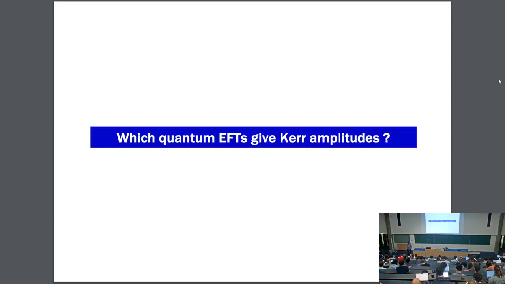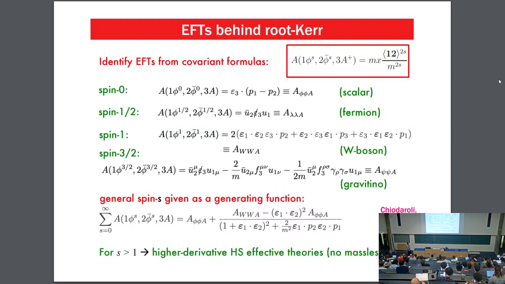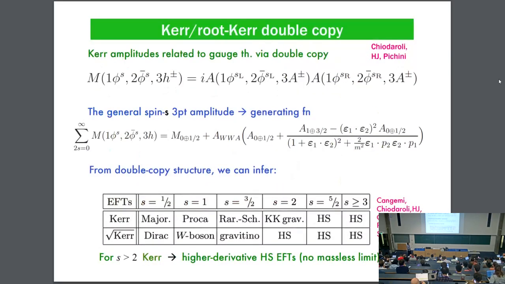So let me quickly say what theories give these amplitudes. At low spin, we can ask whether there are theories that we already know that give these amplitudes. And the answer is yes. If you look at the minimally coupled Majorana fermion and compute the Compton amplitude, it exactly matches that formula. Likewise, if I do a minimally coupled Proca massive spin 1, it exactly matches that. Likewise, if I do a Rarita-Schwinger field, it exactly matches that formula.